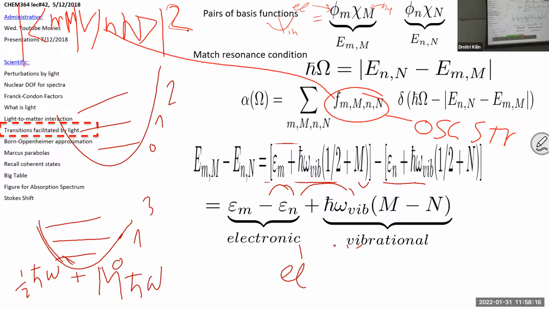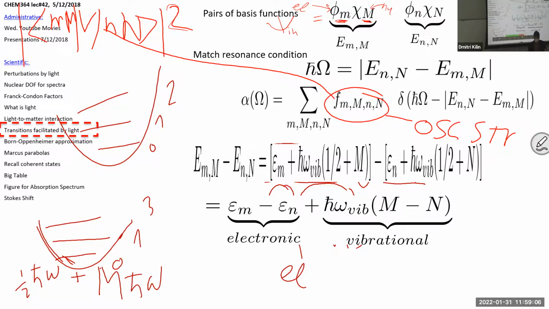Each of the functions can be labeled by this uppercase and lowercase index, right? If you say that our molecule is not in an infinitely long superposition, but exactly in the eigenstate, both with respect to electronic and nuclear degrees of freedom, then instead of an infinite sum, we have just two indices, one index for electronic state, another for nuclear state. And then we can say that we are going to make a transition from lowercase m uppercase M to lowercase n uppercase N, right? So from one function to another.